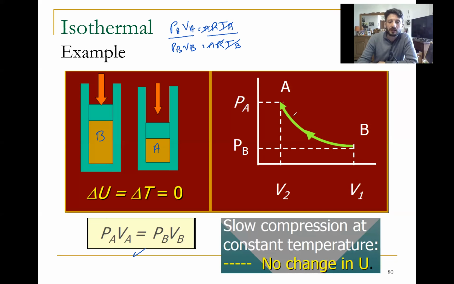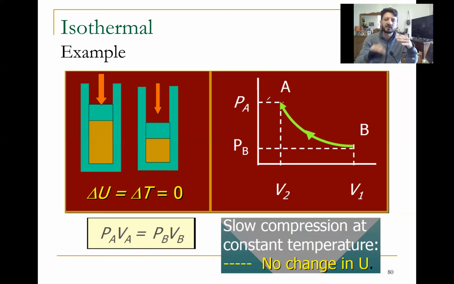So if you go from A to B, it will be down. If you go from B to A, it will be up. You cannot do it like this. If you do it like this, it will also be cancelled. So you have to know very well the shape of the curve, of the path between A to B.